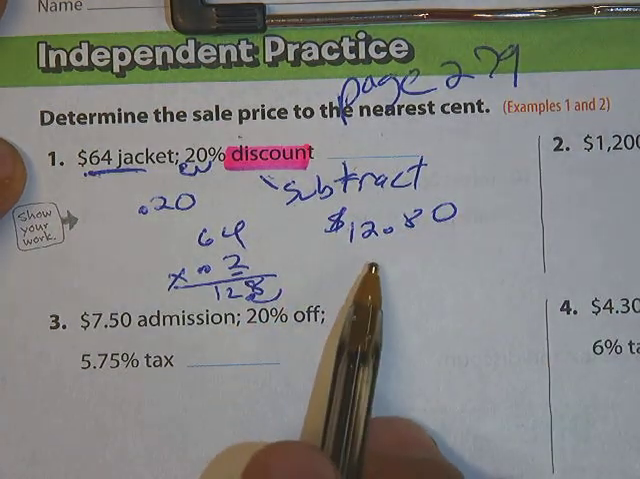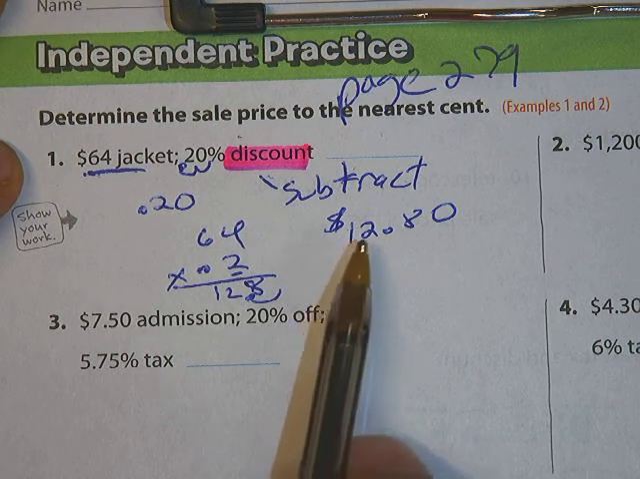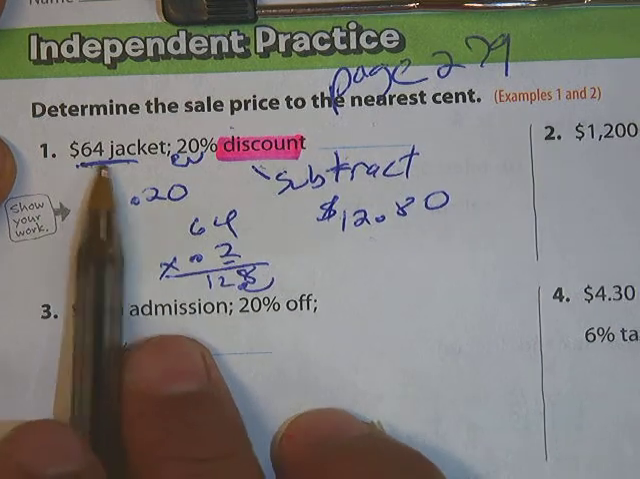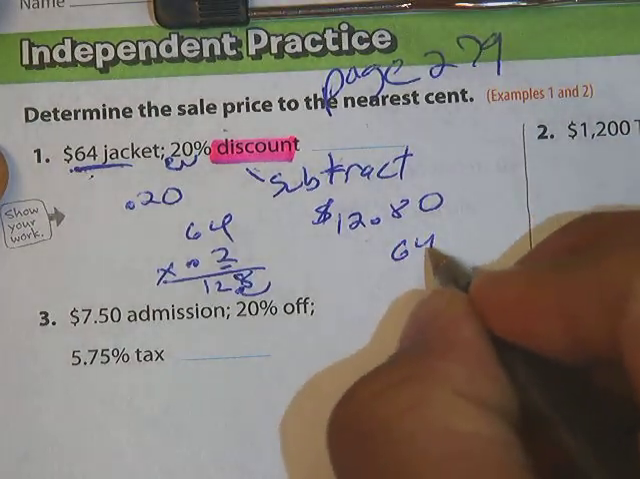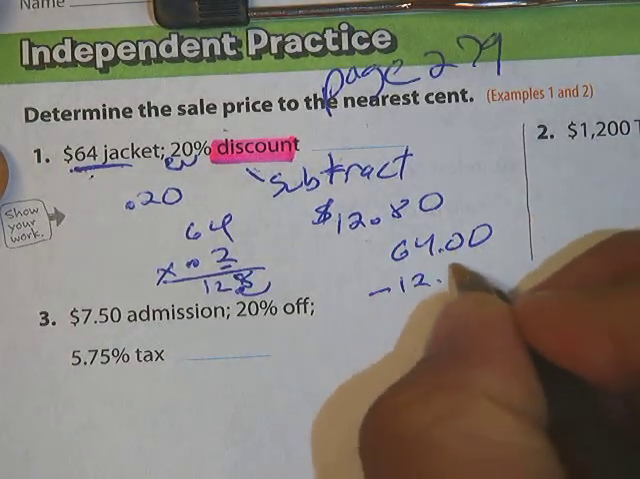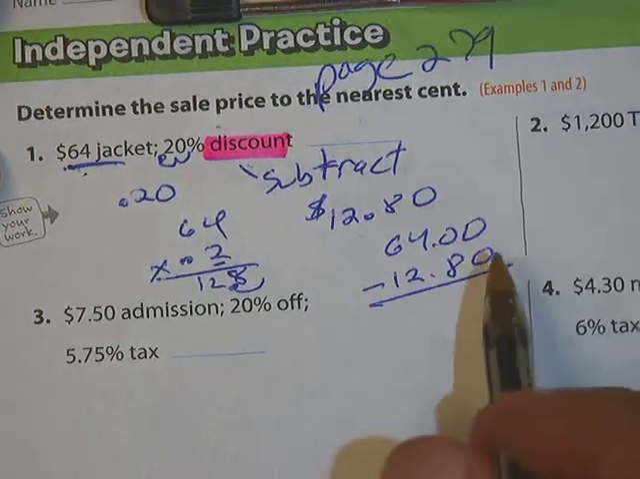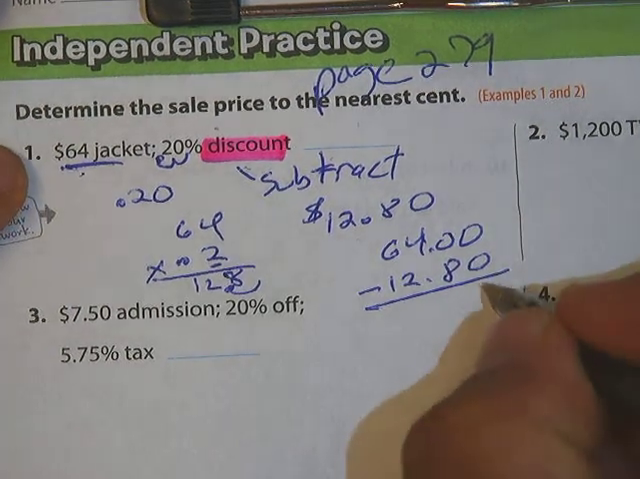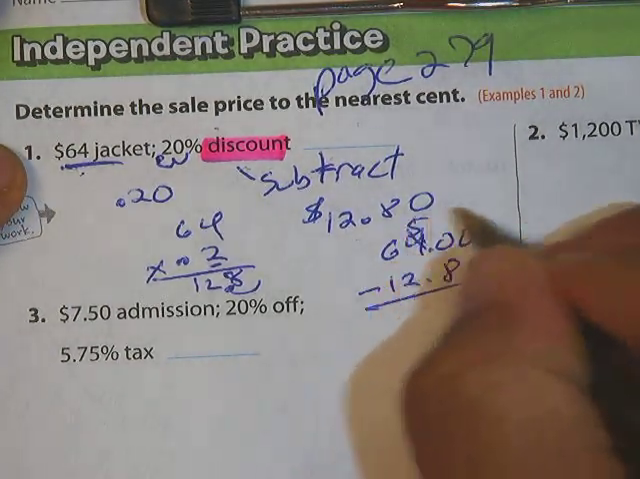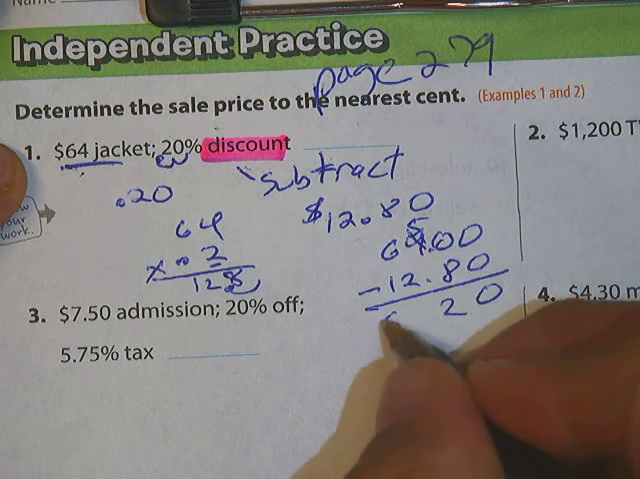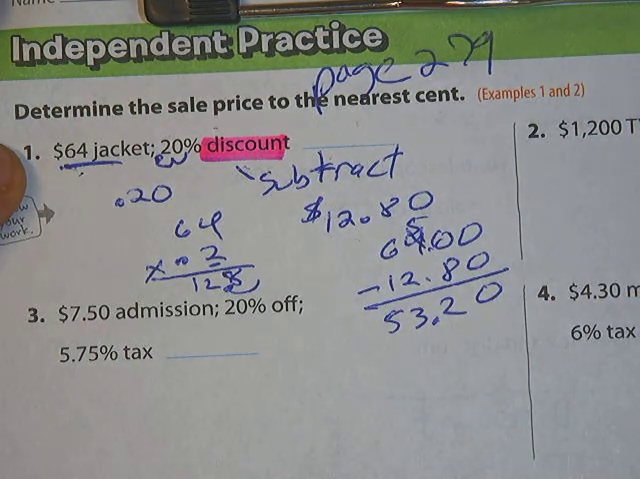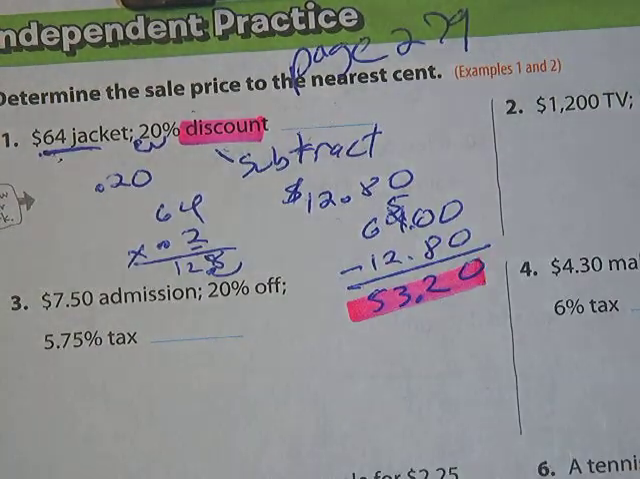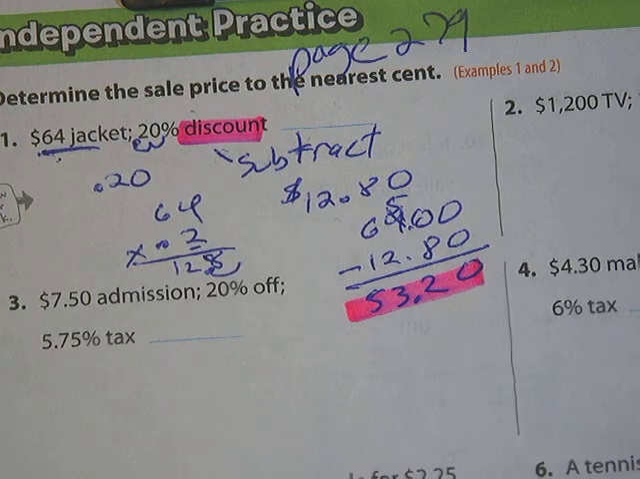$12.80. This represents the discount, not the new price of the jacket. This is what they're going to take away from the price. So you're going to subtract 64 minus $12.80, and this will give you the new price, or the discounted price, of the jacket. And so we regroup, and this gives me $53.20. Now this is the price that you're going to pay for the jacket after you got a discount.